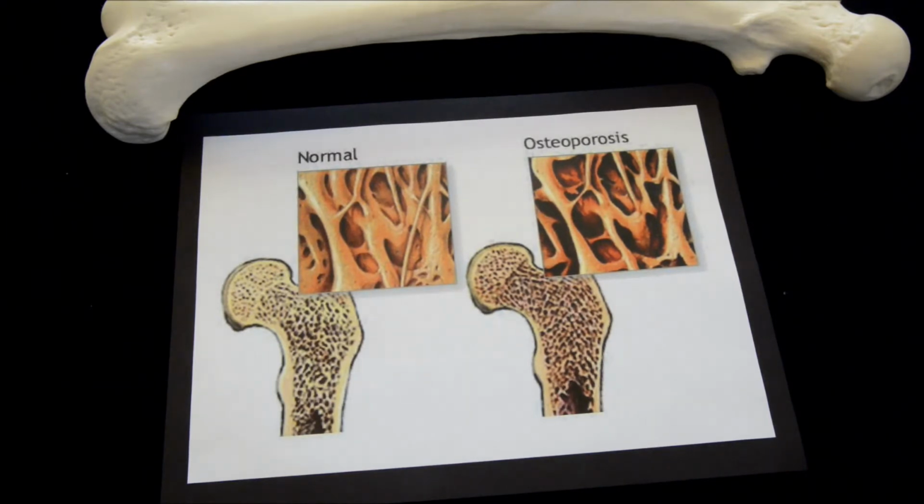Of the 300,000 people who are affected by this fracture, 10 to 20% die from complications and related illnesses within the first year of their injury. Of these, 50% are unable to return to unassisted living and 25% need long-term care.